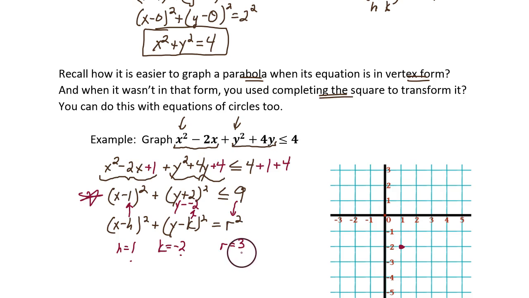Well, what does that mean? It means from the center, you go out 3 units in every direction. Well, going horizontally is very straightforward. Here's a dot 3 units to the right of the center. Here's a dot 3 units to the left of the center. Going up and down is also very straightforward. Here's a dot 3 units below the center, and here's a dot 3 units above the center.